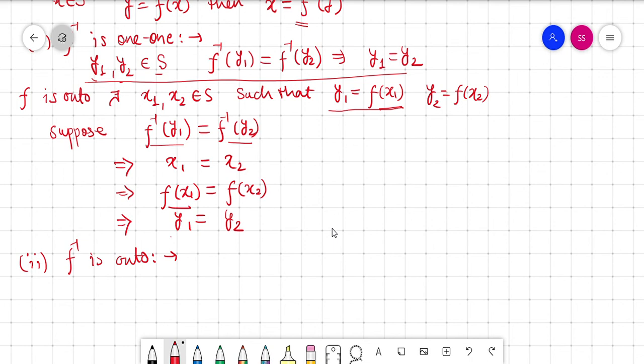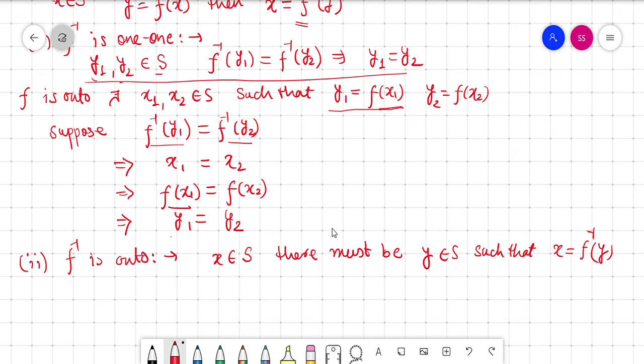For ontoness, we have to show that if x is some element of S, then there must be some y in S such that this x is an image of y under the mapping F inverse. If you can prove this, then we show that F inverse is onto. So let us assume that x belongs to S, be any arbitrary element.